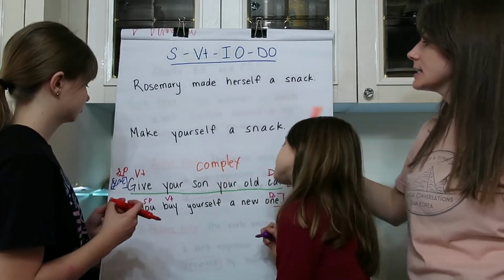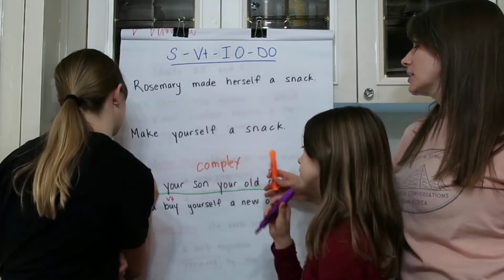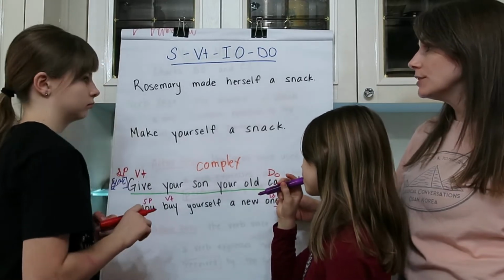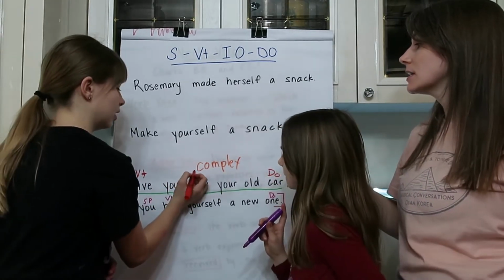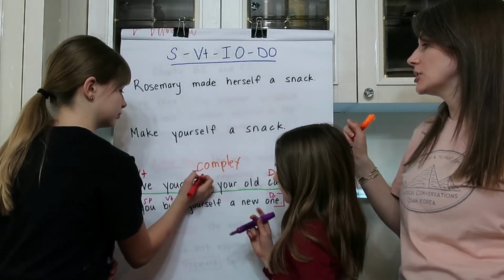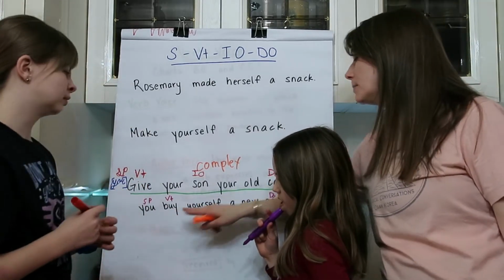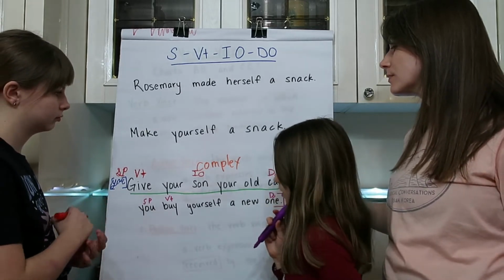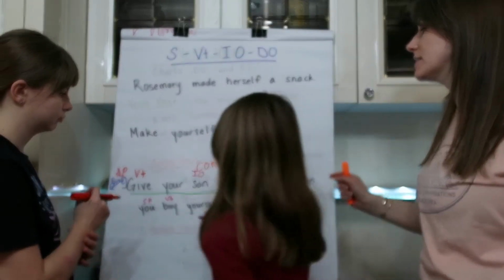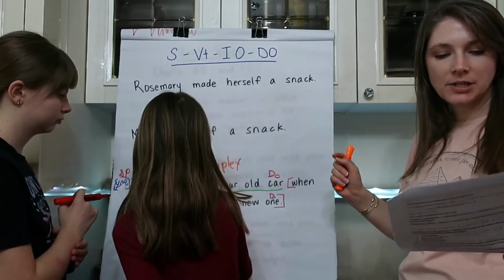All right. You give car to whom or for whom? Son. Good. So that is your indirect object, because it answers the question to whom or for whom. All right, Lily, you buy one to whom or for whom? Yourself. Right. You buy it for yourself. So that also is an indirect object.